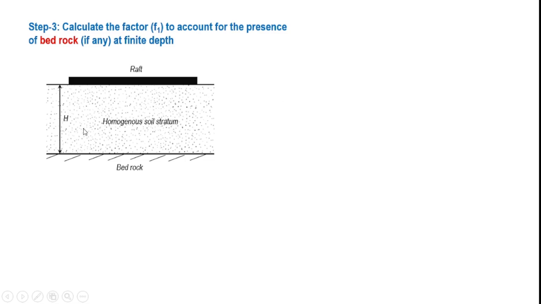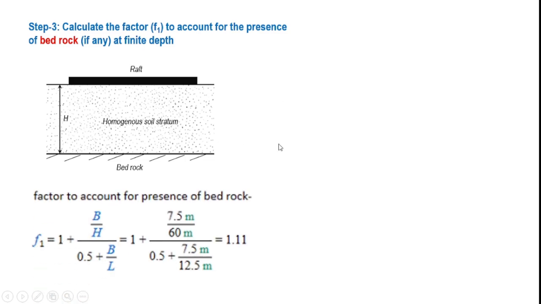through this presence of the bedrock, and this is being done through the parameter f1, which is defined as 1 plus B by h divided by 0.5 plus B by L. Remember, here h is the depth of the bedrock measured from the surface, and as clearly mentioned in the input, h is equal to 60 meters. So if we input all the parameters here, that is relevant to the raft geometry as well as the depth of the bedrock, we find the factor f1 as 1.11.